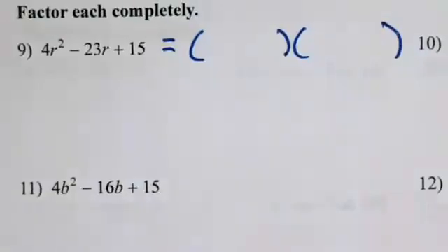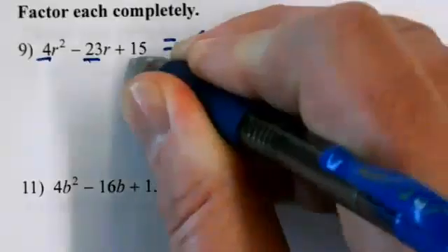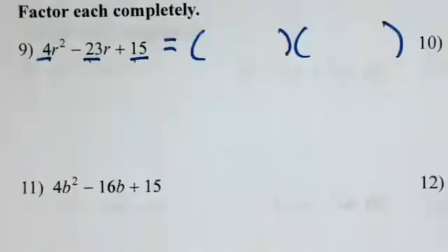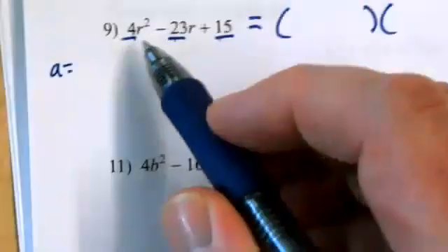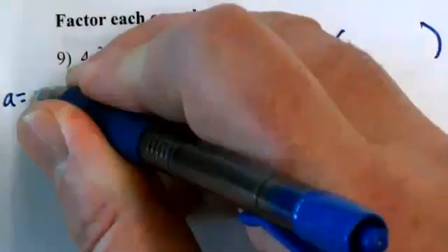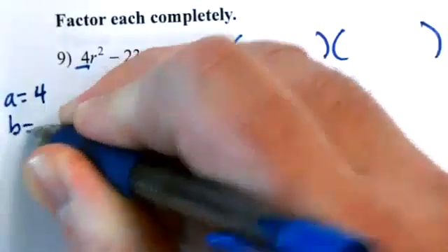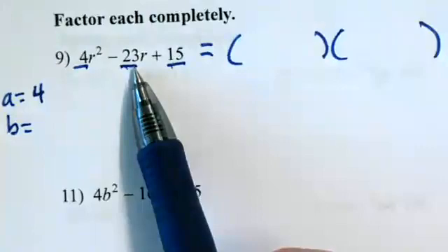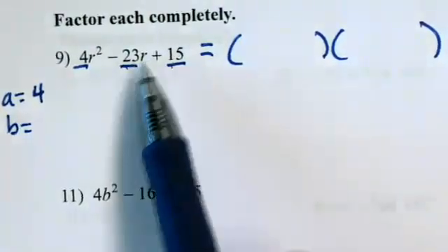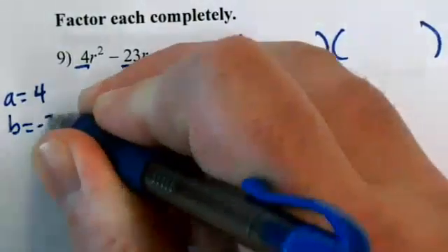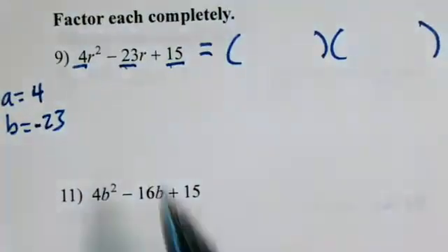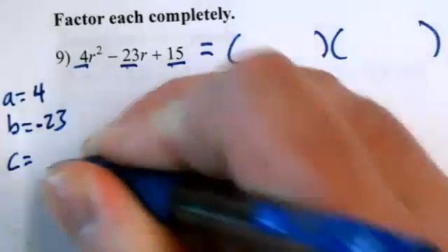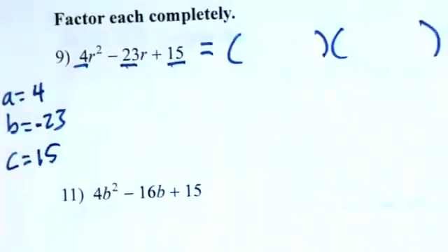So first thing we need to do is identify values for A and B and C. Those numbers are going to come from the coefficients and constants that are in your quadratic. So when I look at this, I see on my squared term, it has a coefficient of 4. So A is 4. My linear term, that's the one where the variable is not squared, has a coefficient of negative 23. Make sure you get the positives and negatives correct for A, B, and C. And my constant term, that's the one without a variable, is 15. So that'll be my C value.